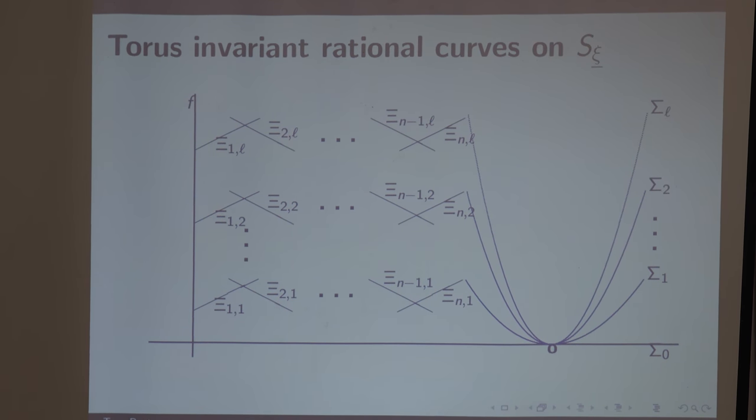But the curves that you get, you can write them down explicitly. They look like that in our surface. They are all tangent to high order to the zero section at the point where the pole is prescribed. They are all copies of P1, and they all intersect the last component of the exceptional divisor at one point.